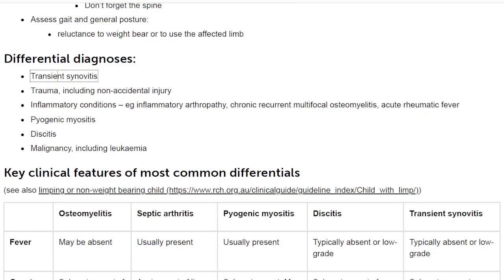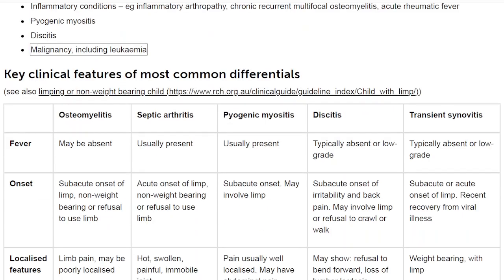Differential diagnoses. Transient synovitis. Trauma, including non-accidental injury. Inflammatory conditions, e.g. inflammatory arthropathy, chronic recurrent multifocal osteomyelitis, acute rheumatic fever. Pyogenic myositis. Discitis. Malignancy, including leukemia.